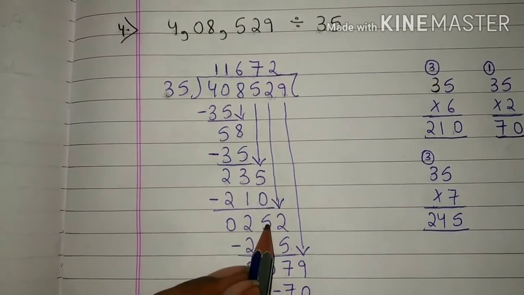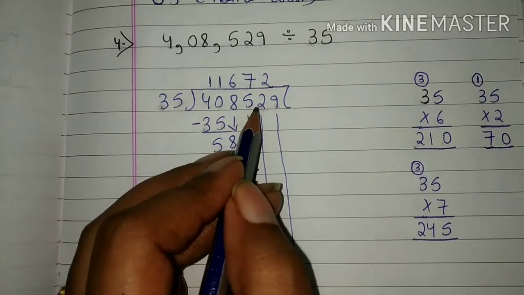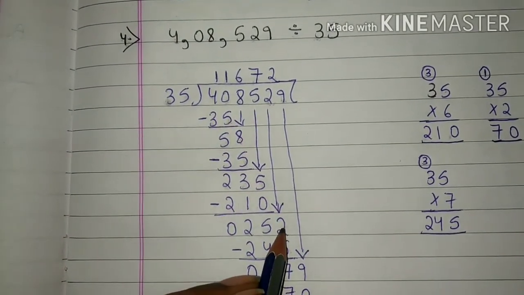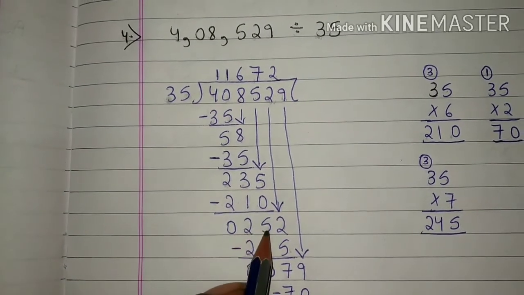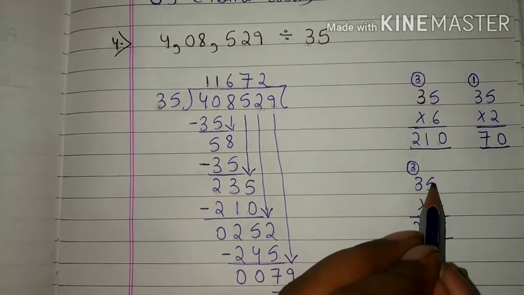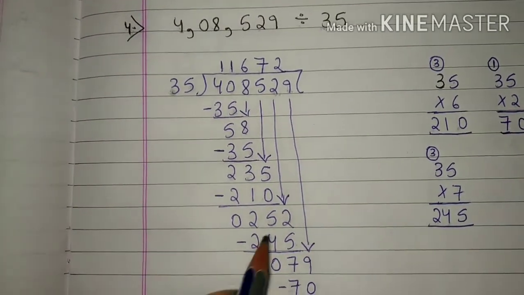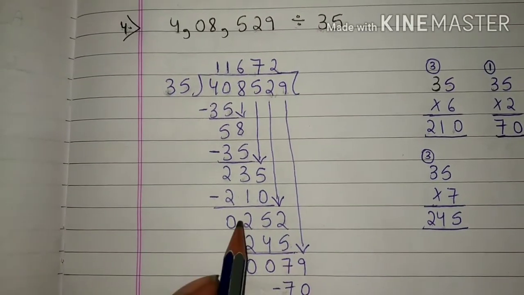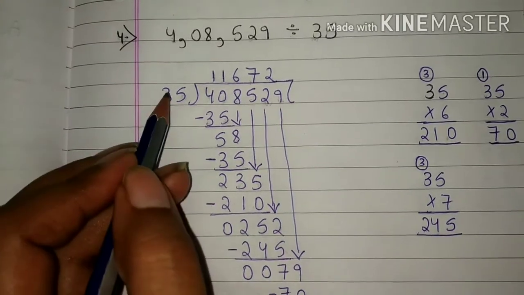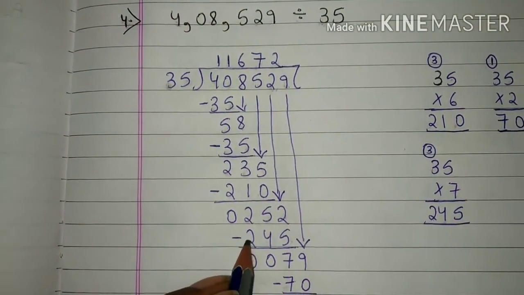Students, 25 is smaller than 35. So we will carry down next digit, that is 2 here. Now number becomes 252. Students, 35 into 7 is 245 and 245 is just smaller than 252. So we will consider 35 into 7 is 245.